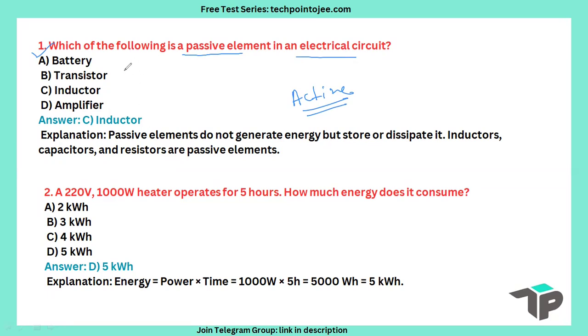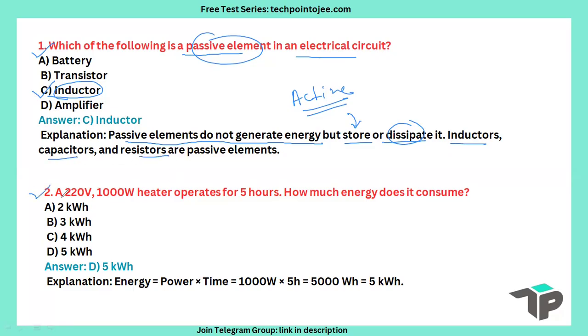So in this question it is asked to find out which of the following is a passive element. Options: battery, transistor, inductor and amplifier. So inductor is a passive element. So what is a passive element? Passive elements do not generate energy. They may store or dissipate it. So examples of passive elements are inductors, capacitors and resistors.